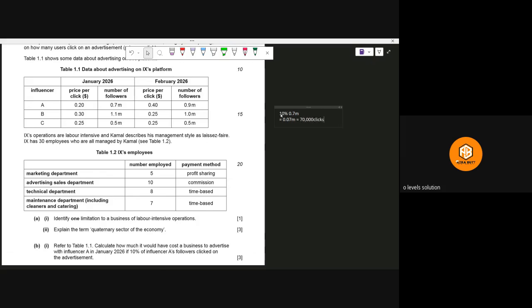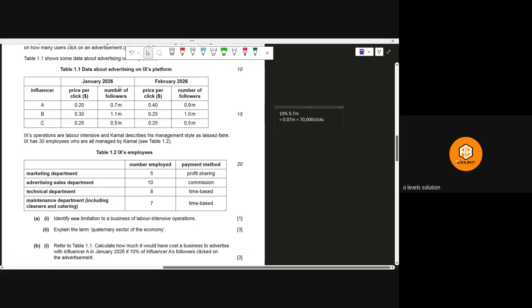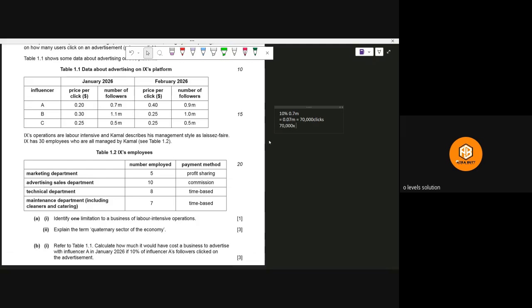clicks. Okay, and how much is the cost? The cost per click is 0.20. So it means that now we will multiply this with 0.20. So this will be equal to $40,000. So this is the answer.